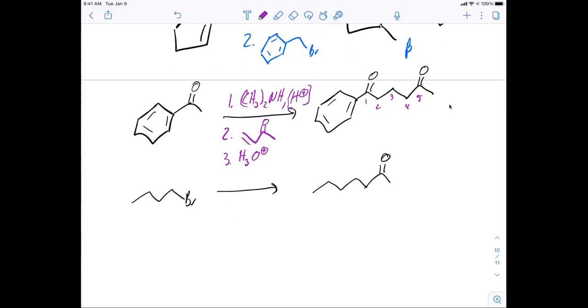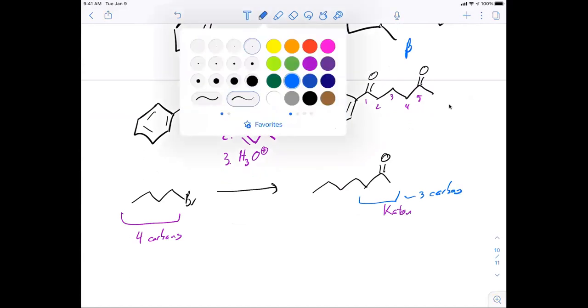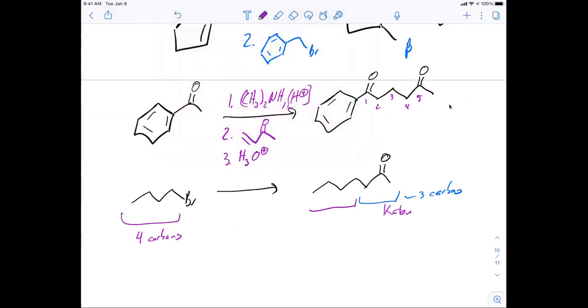Okay, this one is just in a different format. I wanted to throw a different format at you. But what's really happening here? I'm making a ketone, right? And if I think about what I have over here, I have 4 carbons. And over here, I have 3 carbons, with the original 4 carbons. So which reaction, and it's a named reaction, will add 3 carbons as a ketone? Well, that's the acetoacetic ester synthesis, right?